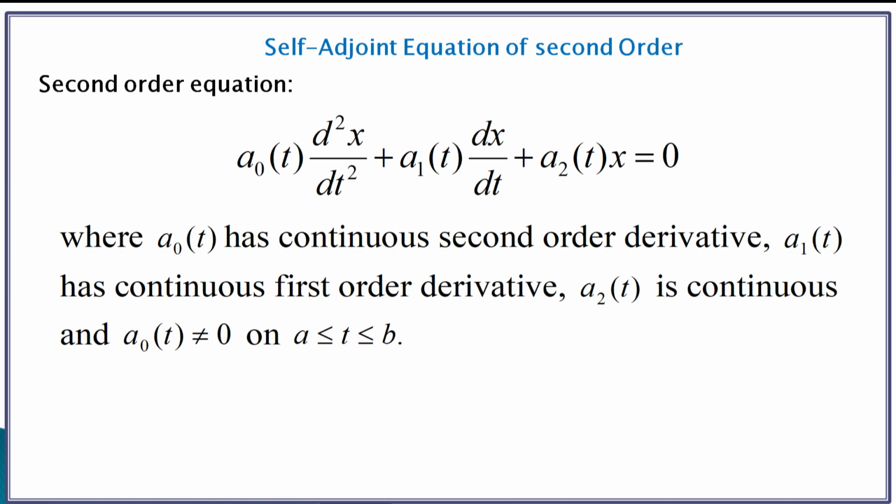So suppose we have a second order linear differential equation with coefficients a0, a1 and a2, where a0 is not equal to 0 and continuous and has continuous first order derivatives. We'll see why we require these properties of these coefficients. When we see the definition of self-adjoint equation, we'll understand why we need this type of properties of these coefficients. Let's go to the adjoint equation.